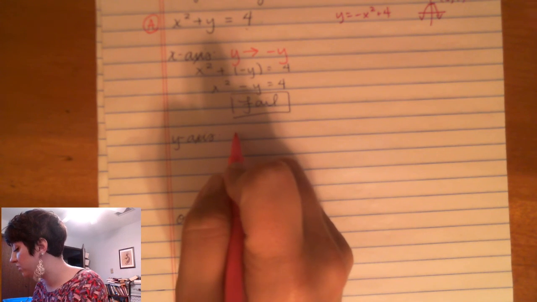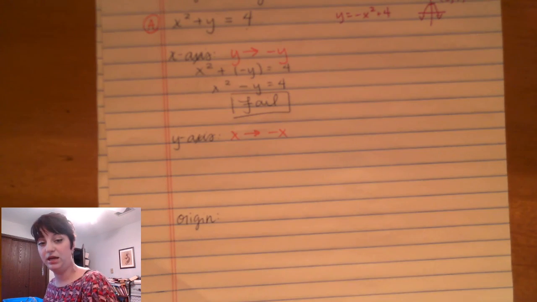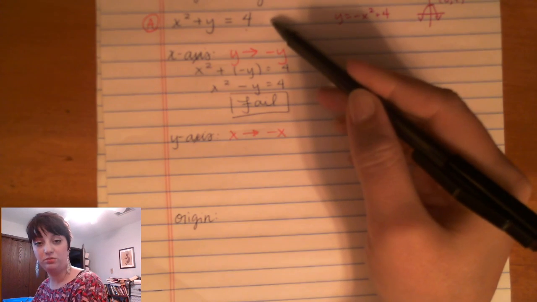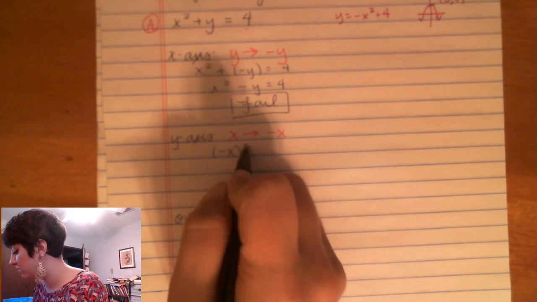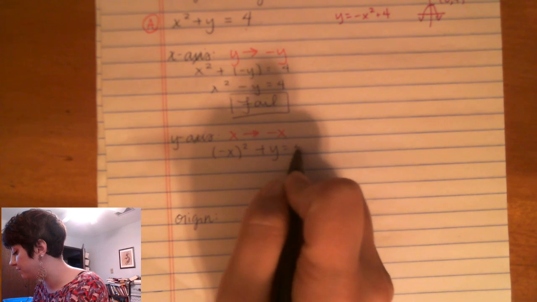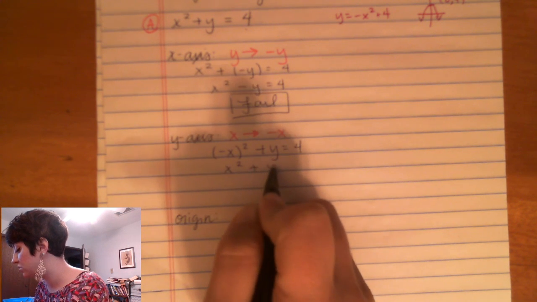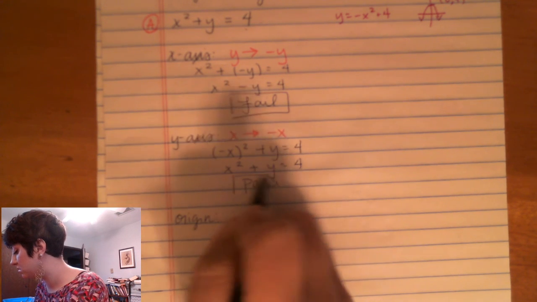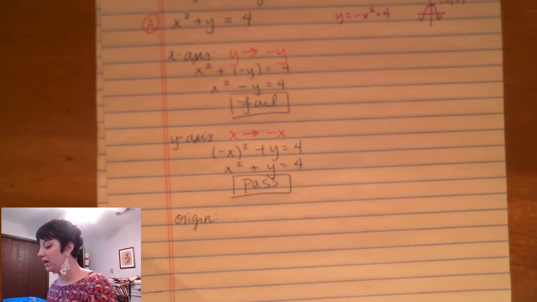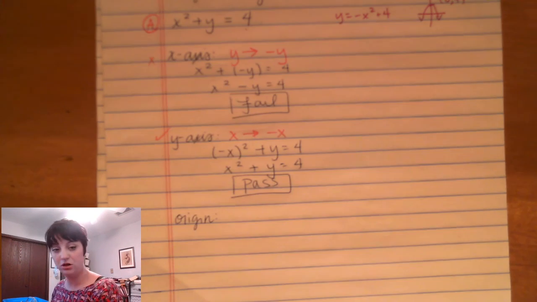For the y-axis, I'm looking for replacing x with negative x. And if I end up with x squared plus y equals 4, then it's a pass. So negative x squared plus y equals 4. Well, negative x quantity squared is just x squared because squaring gets rid of negatives. So this is a pass. So I do have y-axis symmetry, which is what we saw in our sketch of the graph.